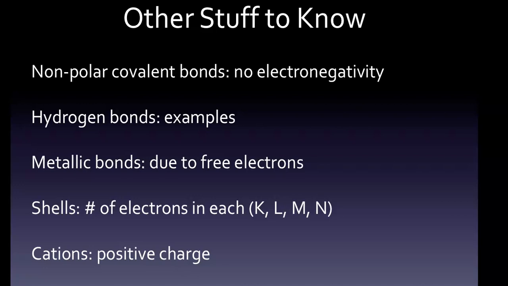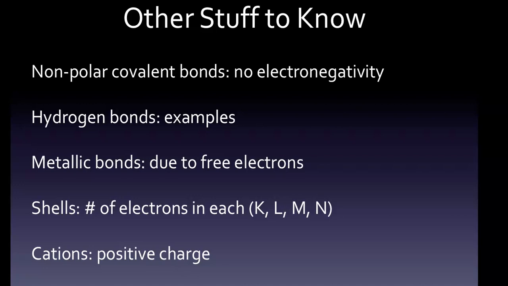With shells, the K shell can hold 2 electrons and is the first shell. The second shell, which is the L shell, can hold 8. The third shell, which is the M shell, can hold 18. And finally, the fourth shell, which is the N shell, can hold 32.